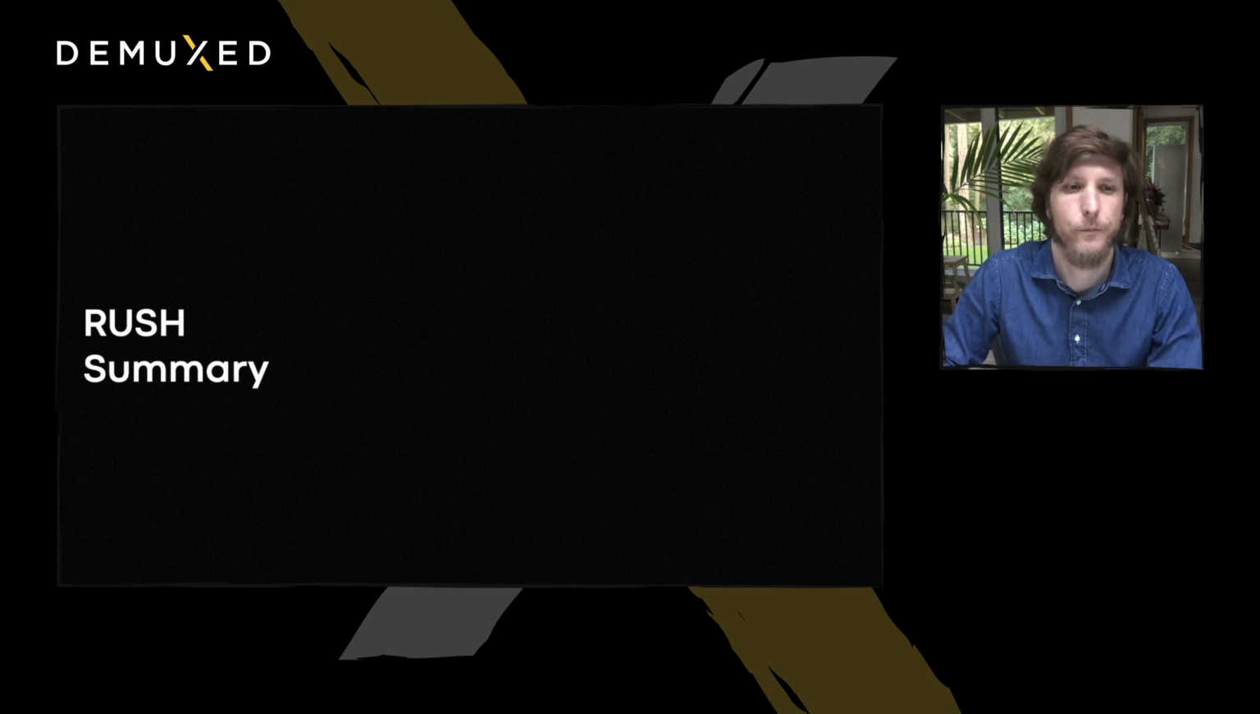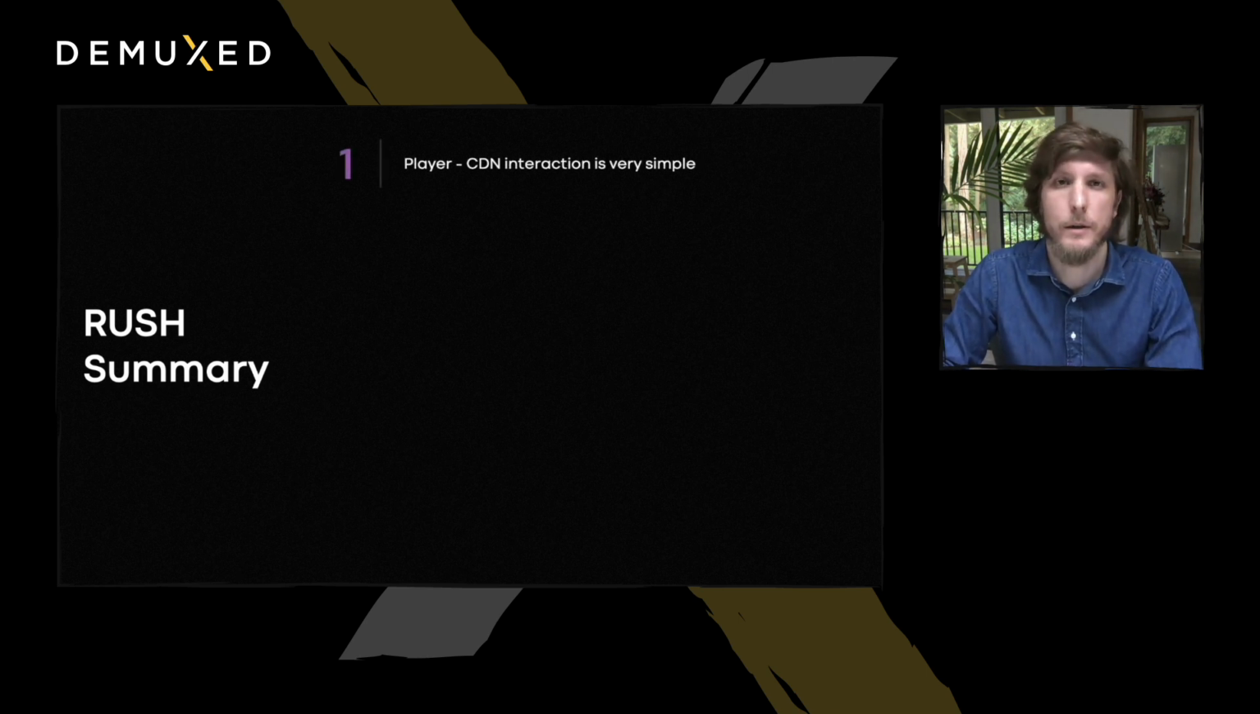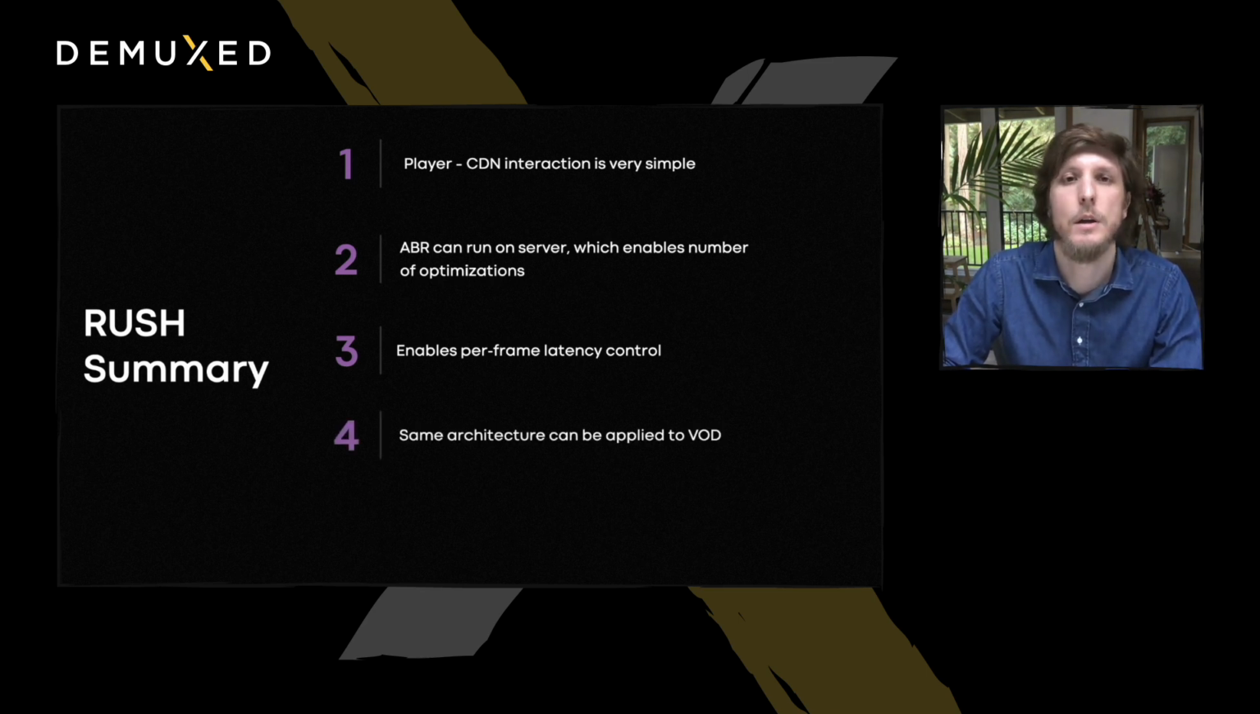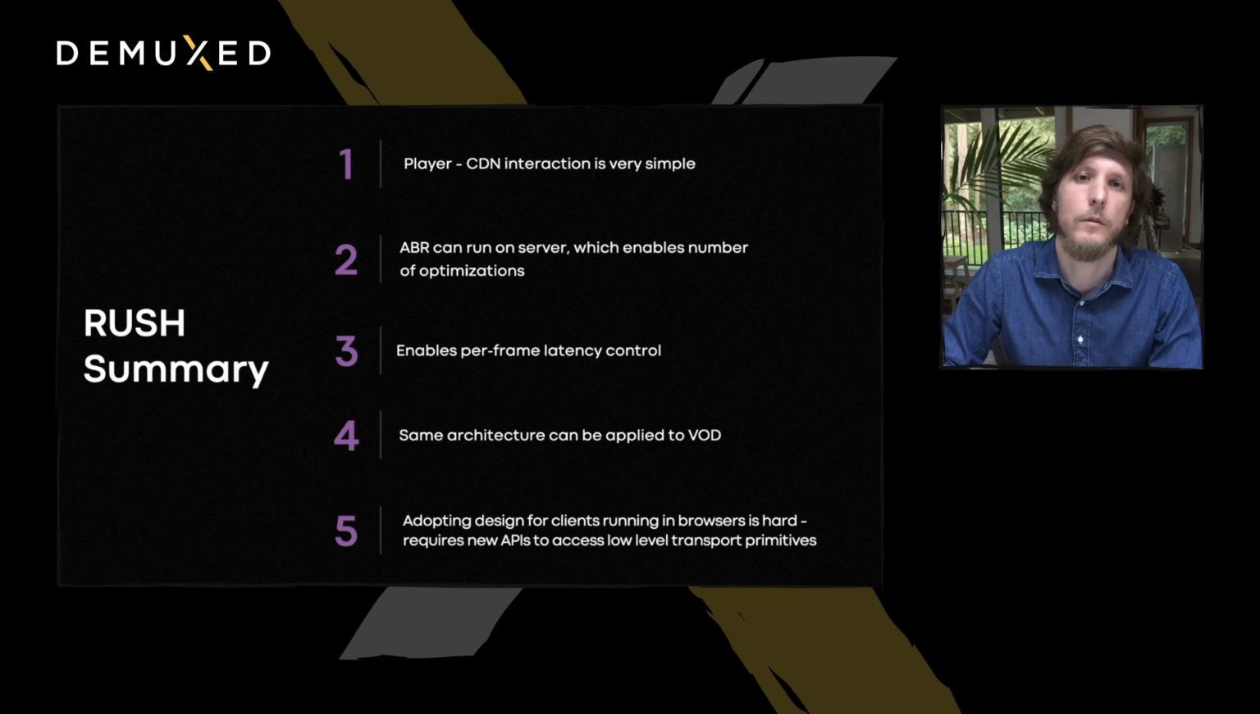Let's summarize. With Rush architecture, player CDN interactions become simple. ABR can run on a server. It doesn't have to, but there are benefits, and it enables a number of optimizations. It enables per-frame latency control similar to WebRTC. The same architecture can be used for VODs and can scale to millions and millions of viewers, same as Dash. Adopting this design for clients running in browsers can be hard. It requires new APIs to access low-level transport primitives.